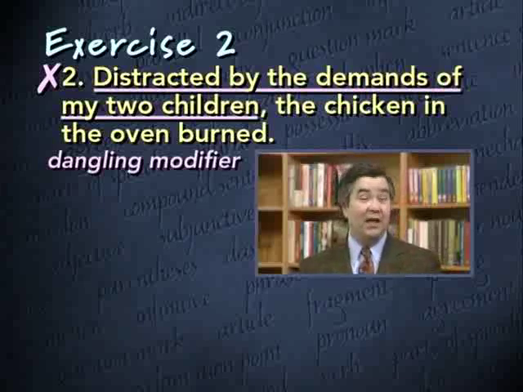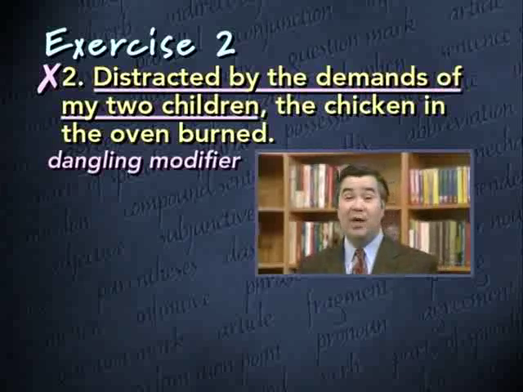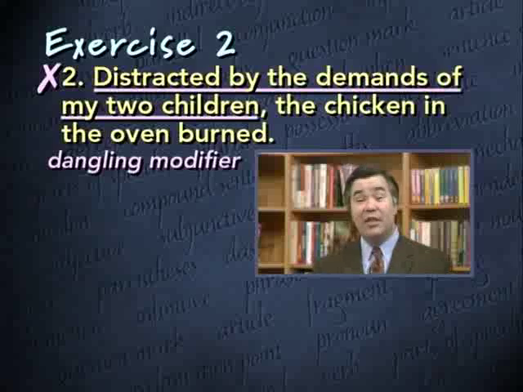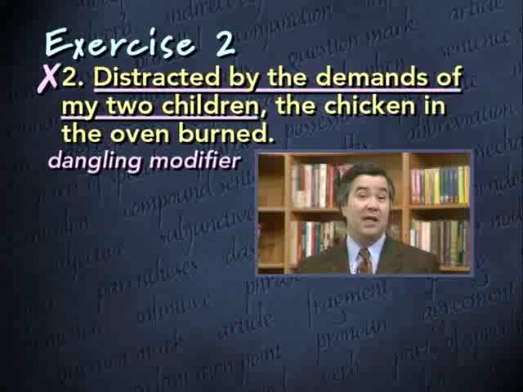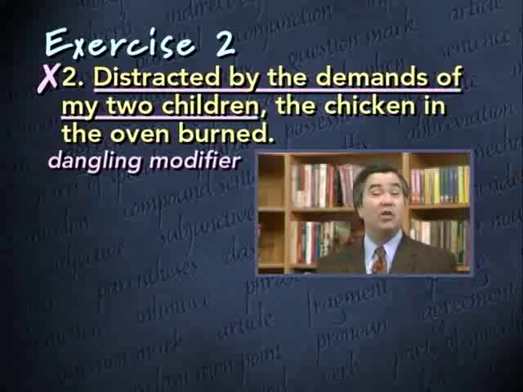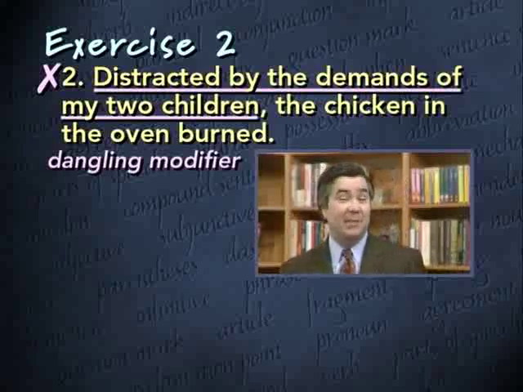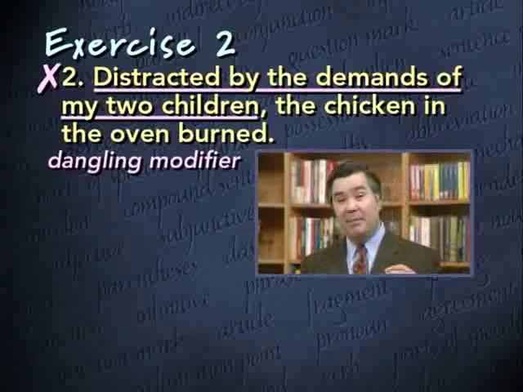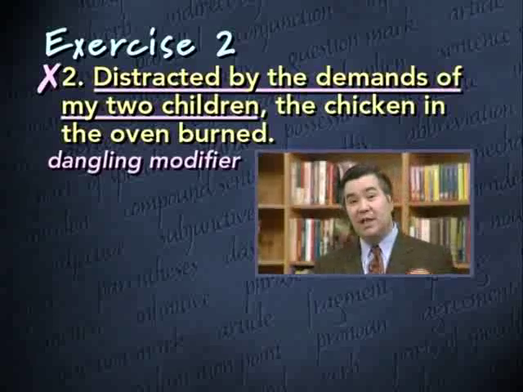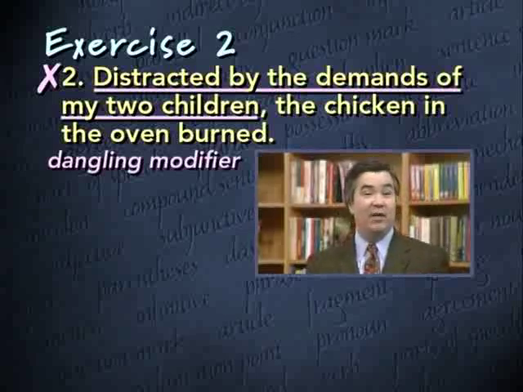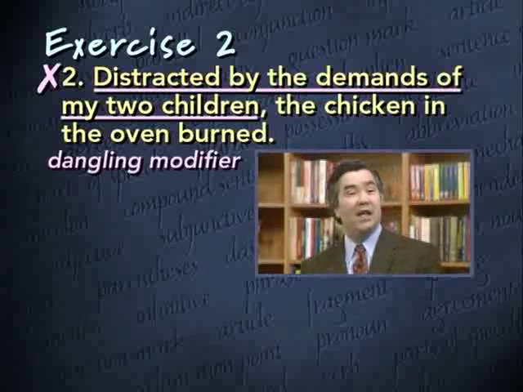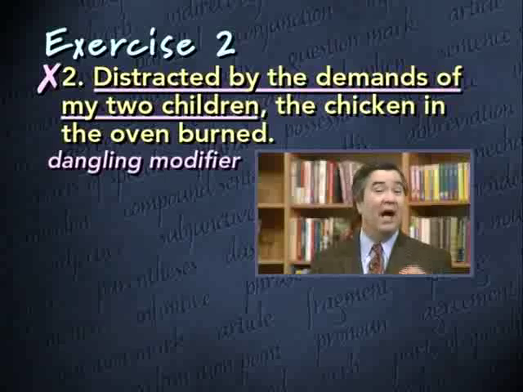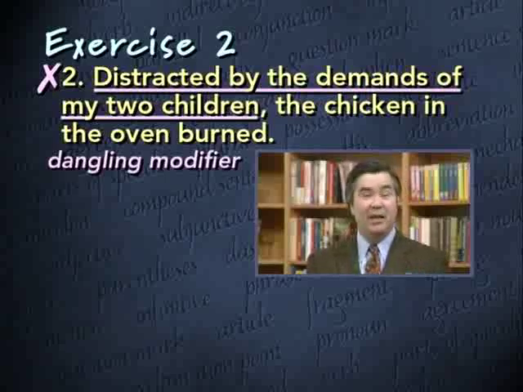The word I, in fact, doesn't appear anywhere in the sentence, and so there is nothing for the modifying phrase, distracted by the demands of my 2 children, to modify. So this sentence has to be significantly rewritten. And the most simple, best way to do it is probably to keep the modifying phrase where it is, but just rewrite what follows so that it begins with I, since I am the word that's intended to be modified.